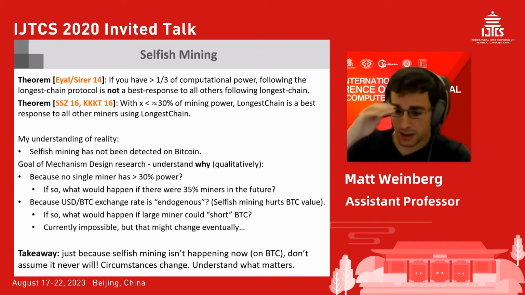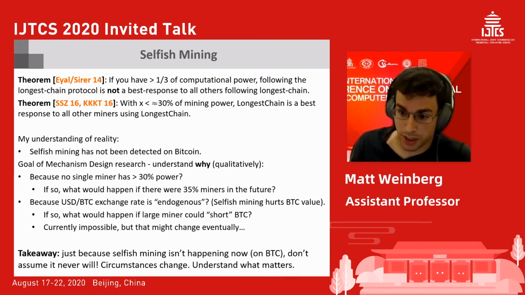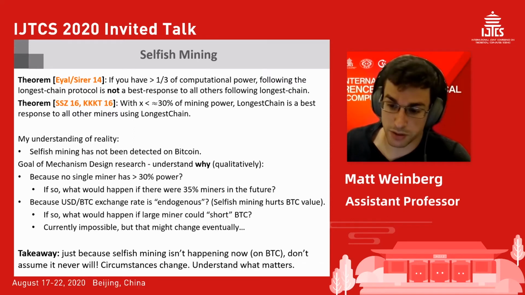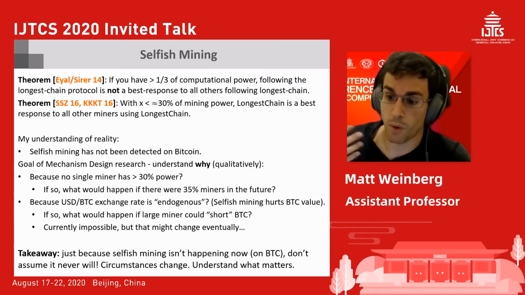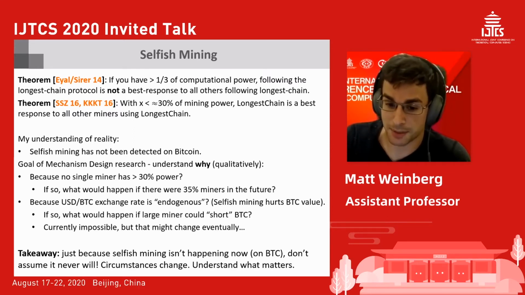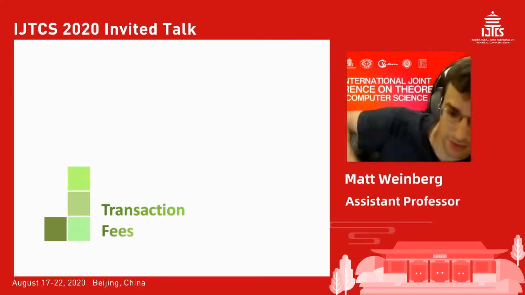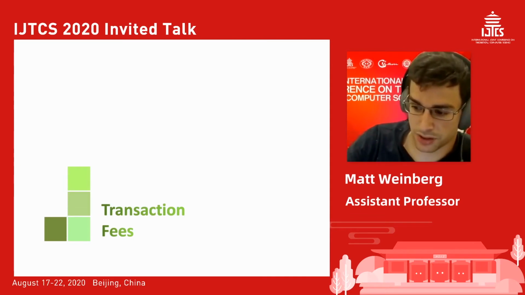So again, the takeaway is that I'm not predicting that selfish mining is going to happen soon or anything like that. But just because selfish mining is not happening right now, if you're designing a cryptocurrency that you want to last for another 25 years, don't assume that it never will happen just because it's not happening now. Try to understand what factors might cause selfish mining to be more or less profitable, understand why it's not happening now, and how you can maintain that state. That's kind of the end of the introduction.